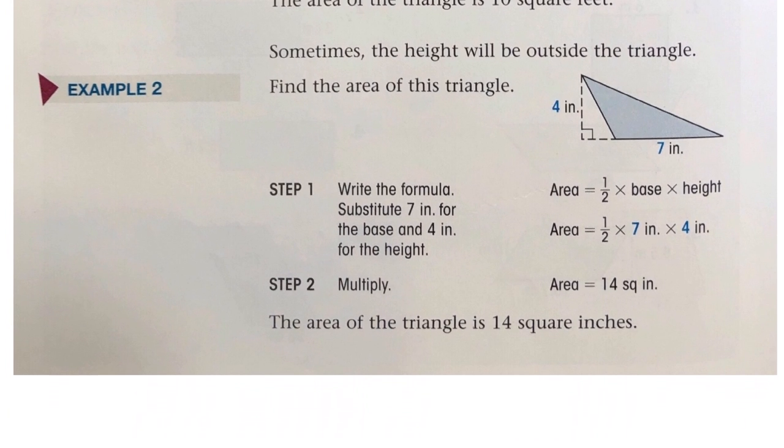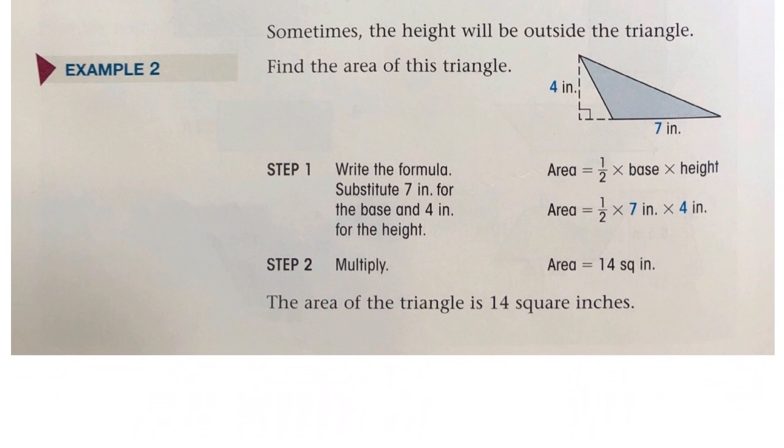Sometimes the height will be outside the triangle. Find the area of this triangle. And so they're showing us the height. Instead of the dot on the inside, we've got the dashes on the outside, and that's what they mean. So step 1, write the formula. Area equals half times base times height. Substitute 7 inches for the base, 4 inches for the height. Area equals half times 7 times 4.